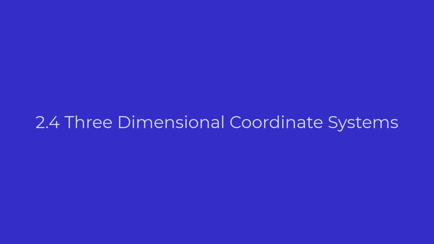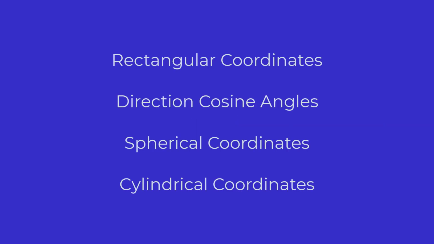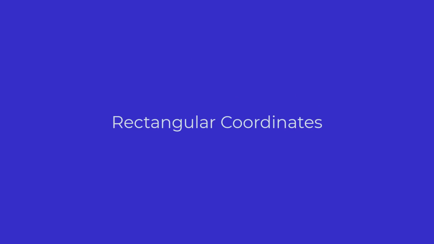There are four methods to specify points and vectors in three-dimensional space. And they are rectangular coordinates, direction cosine angles, spherical coordinates, and cylindrical coordinates. The most common type is the rectangular coordinate system.